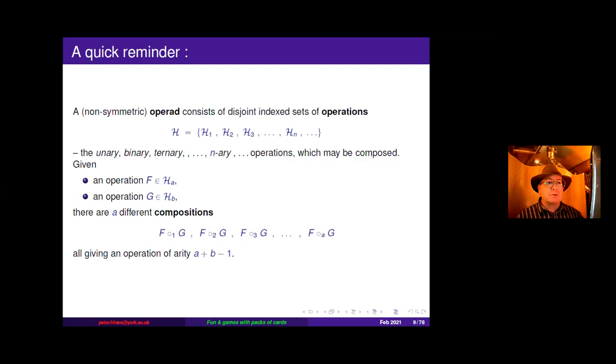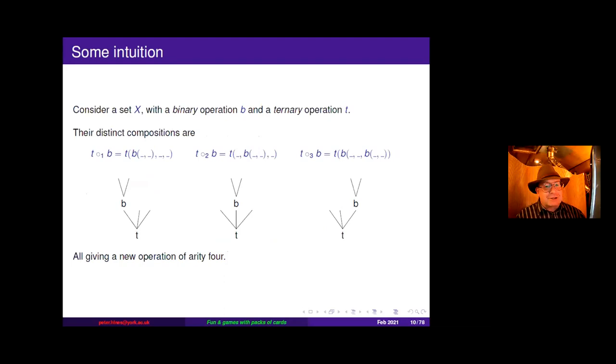We've got disjoint index sets of operations, unary, binary, ternary. We think of these as n-ary operations in general. And we can compose these if we've got F in H_A and G in H_B. There are A distinct compositions, as in A distinct ways of plugging G into F, giving us an operation whose arity is A plus B minus 1. And it's one of those things where the intuition is a lot clearer than a sort of formal description.